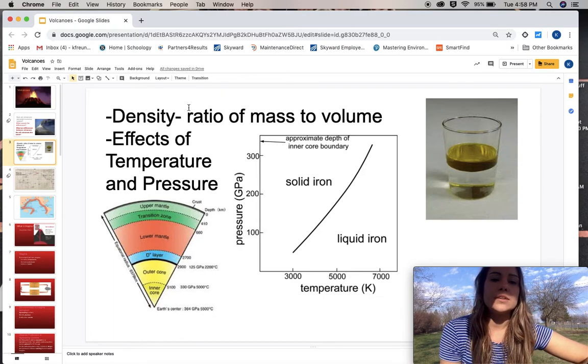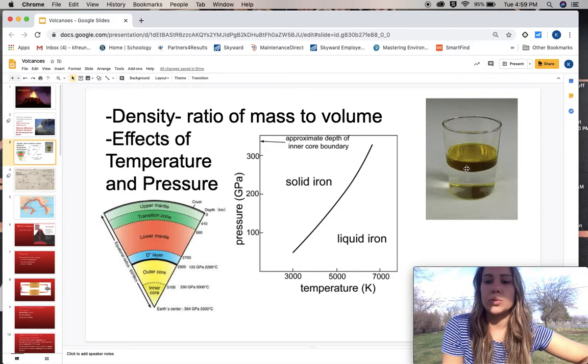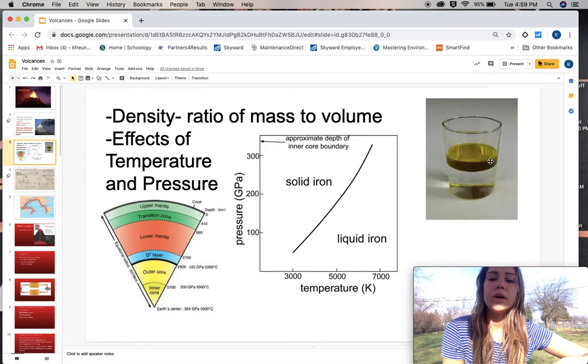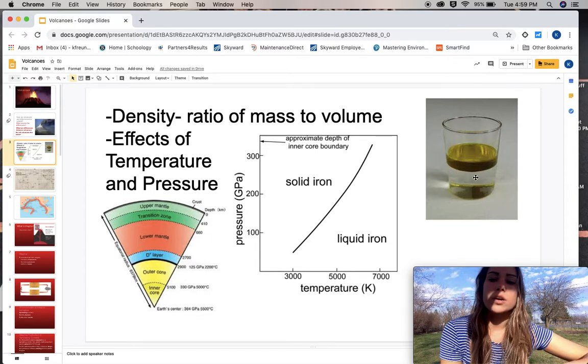So density, if you remember from our physical science units, is the ratio of mass to volume. For example, oil and water are different densities, therefore they won't mix. The denser material will sink to the bottom and the less dense material, which is the oil, will float on top. So water just has more mass per unit volume than oil does.